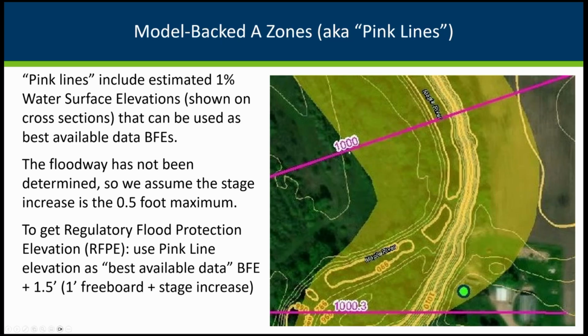So if we wanted to construct a new building here near this 1,000-foot elevation line, we could perform our RFPE calculation. So for this Zone A area, no floodway has been determined. So we can just assume that the stage increase for the floodway would be that 1/2 foot maximum. And then we could add an additional 1 foot of freeboard. And we could say that if a new building was to be constructed here, it would need to be at least 1001.5 to account for those increases for the lowest floor elevation.